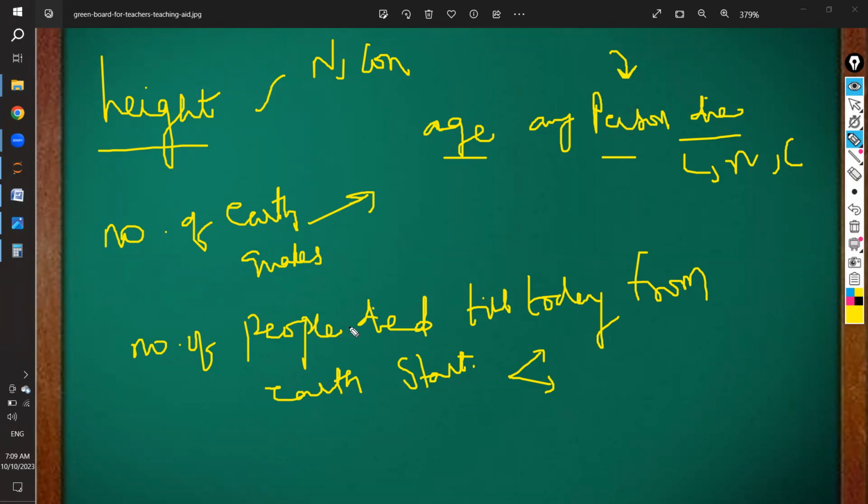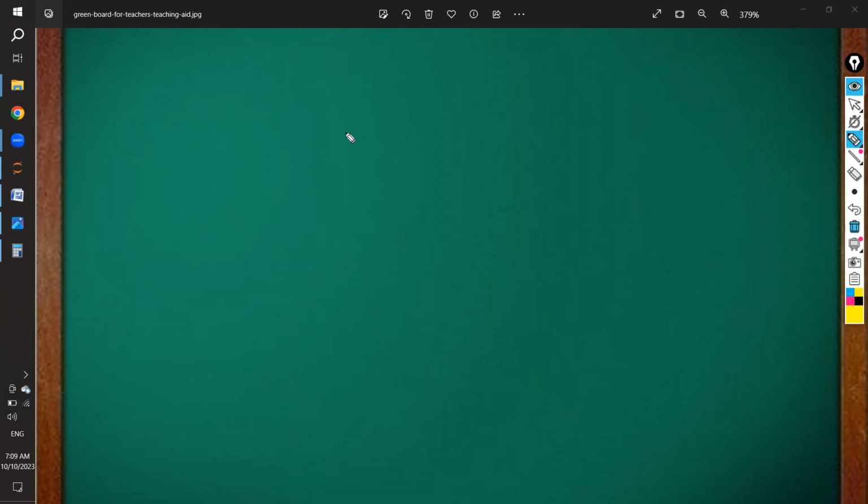Okay, but the number of people died till today might be an extremely large number. It might go to infinity also, but still it is countable. But at what age a person can die, if you consider months, years, seconds also, obviously it is uncountable. Fine.